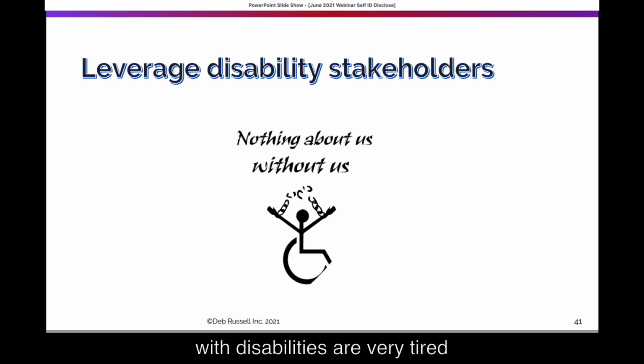Some people with disabilities are very tired of being the token person with a disability. And keep in mind that just because a person has one kind of disability, it doesn't mean that they necessarily know anything about people with other kinds of disabilities, but it can be a place to start. And it can be a way to ensure that you're engaging with people with disabilities, because what you're trying to do is something about them. And so you want to engage with them.